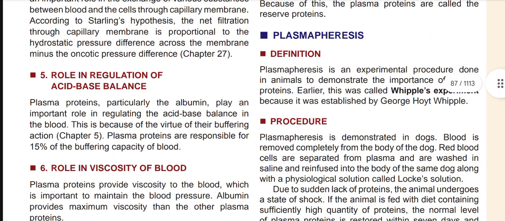Now, role in regulation of acid-base balance. Plasma proteins, especially albumin, play an important or major role in regulating the acid-base balance in the blood by virtue of their buffering action, and plasma proteins are responsible for 50% of the buffering capacity of the blood.